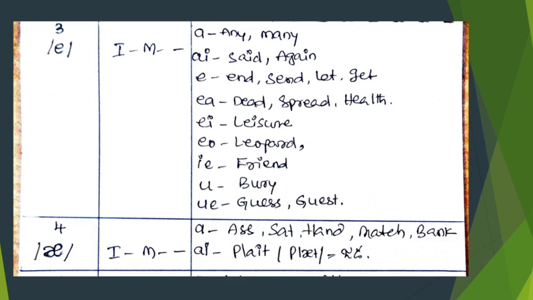Bury. Yes, people used to say this u in bury as bury, as ə. No, it is not that, it is bury, burial ground. Yeah, ue in guess. Yeah, note down. Then next, the last front vowel, æ.